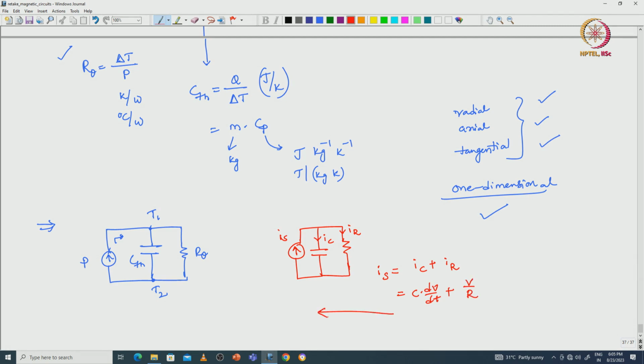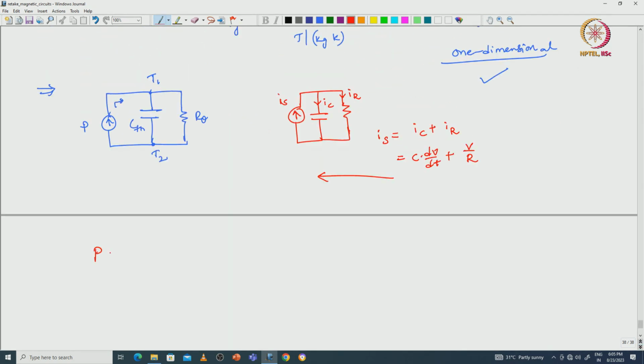Similar to this type of equation, in thermal circuit analysis also, we can write the power loss equation. P is equal to Cth into dT by dt, the change in temperature with respect to time, plus the heat flow with respect to the thermal resistance, that is the difference in temperature T1 minus T2 divided by R theta. So, this equation represents the transient equation for the thermal network. This term is with respect to the thermal capacitance and this term is with respect to the thermal resistance.